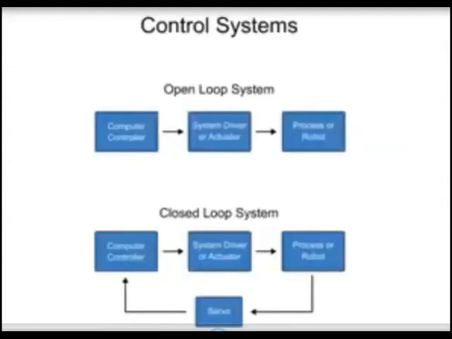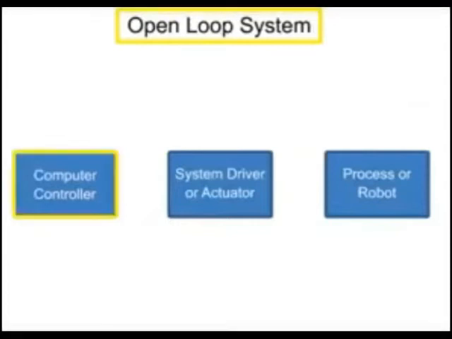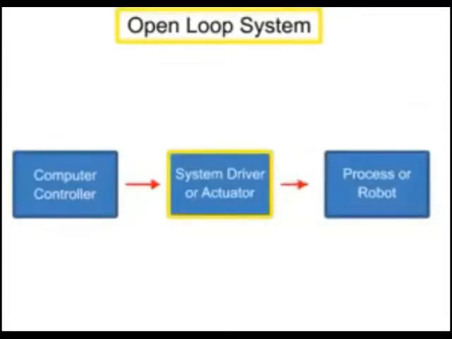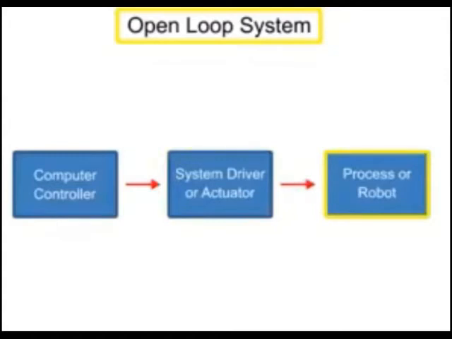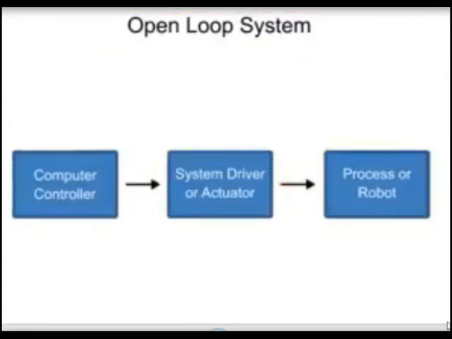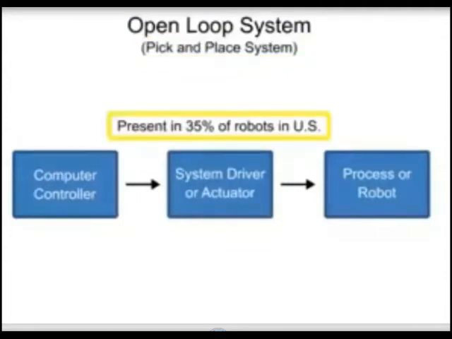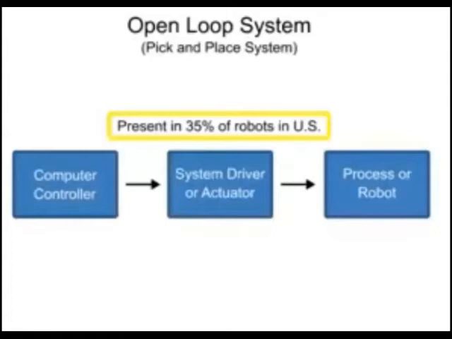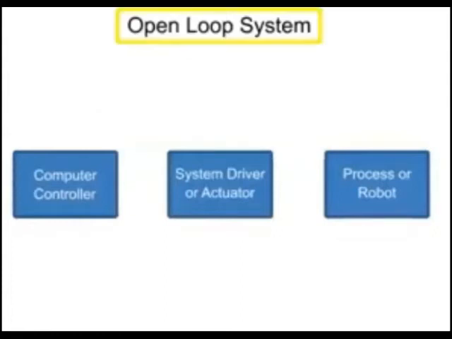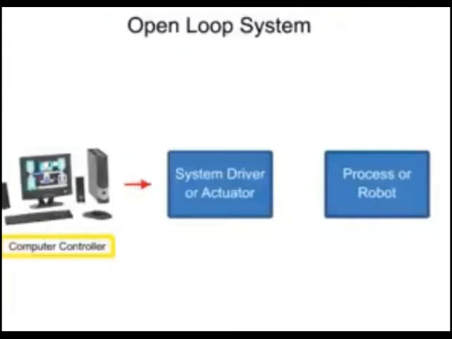There are different types of control systems used in robotics. In open loop control, the computer sends signals based on the current state without taking into account feedback from the system. This type of system is also called non-servo, or pick-and-place, and is used in about 35% of the robots in the United States. In open-loop control systems, signals are first sent by a computer controller to the system driver.